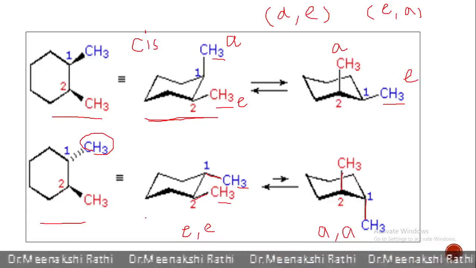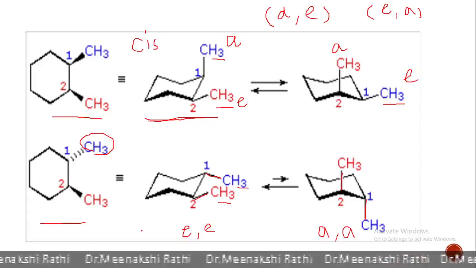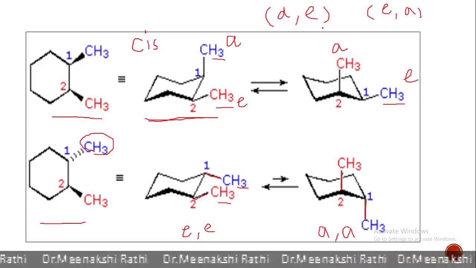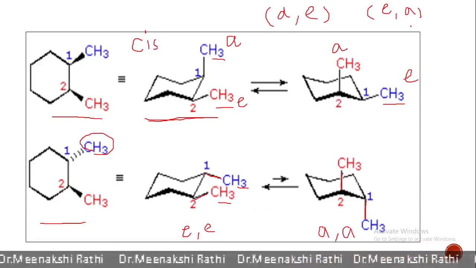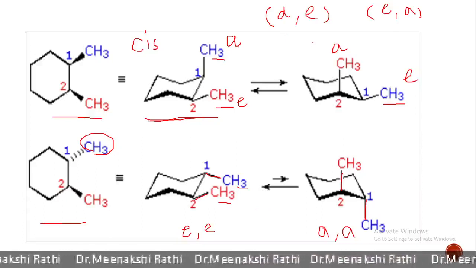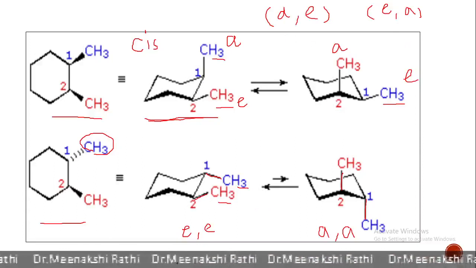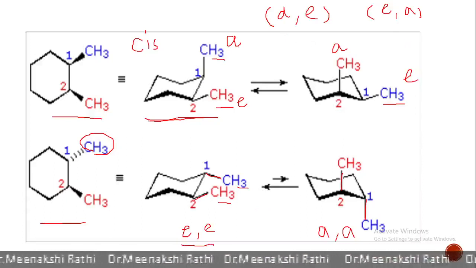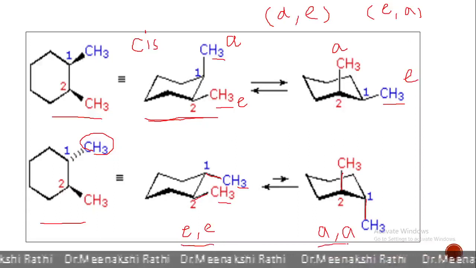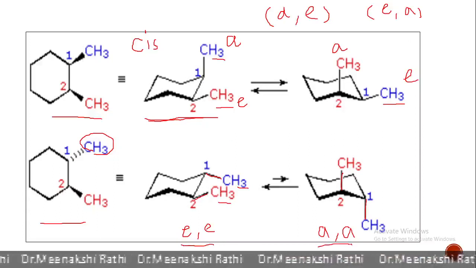So in case of 1,2-dimethyl cyclohexane, AE and EA are both cis isomers, while EE and AA are both trans isomers.